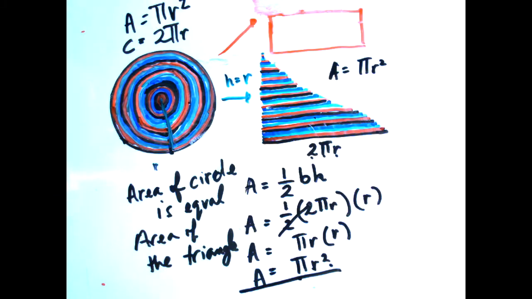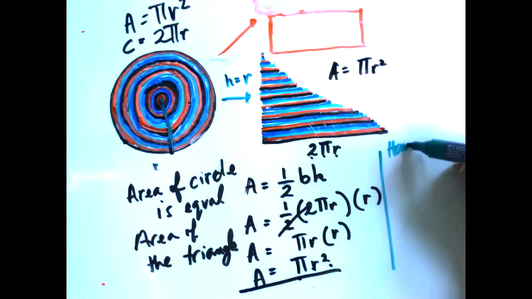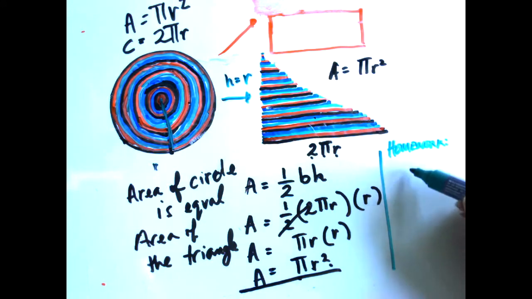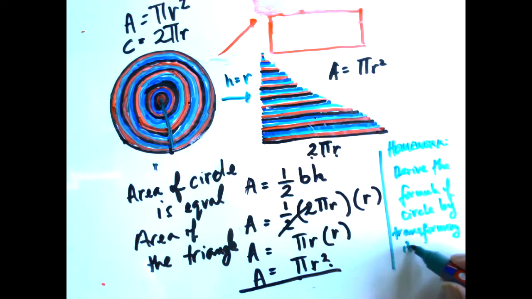Let me know. And again, your homework. I always give you a homework. Homework, I'm going to write it in here. Homework is I'd like you to study and practice explaining to the class, in front of the class, how to derive the formula of the circle by transforming it into a triangle. To a triangle. I hope you'd learn something from here.